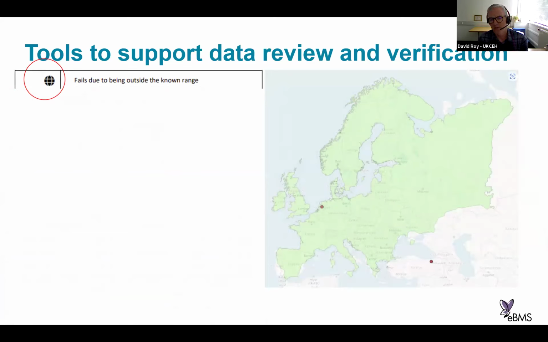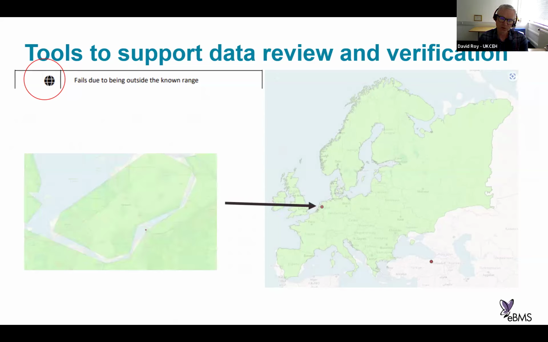But the rules we're using are based on these range maps that Chris van Swaay created from GBIF and other data sources. I think they may have been used in the Red List, for example. But anyway, we've got maps of all species ranges, so we flag up anything that occurs outside them. So the one in Turkey is clearly outside the range.